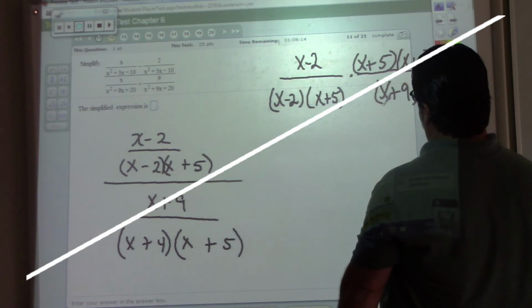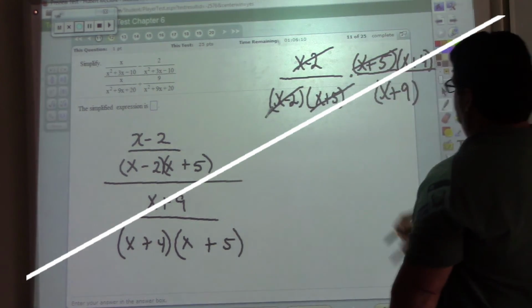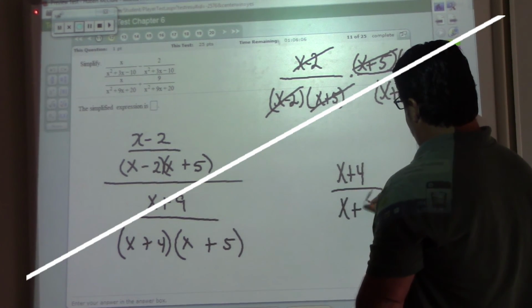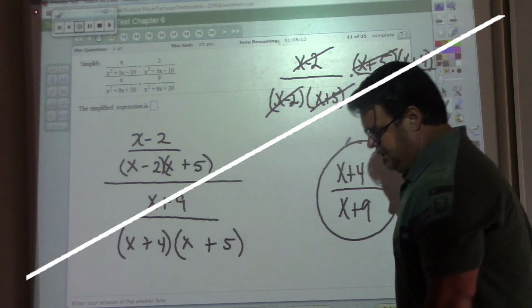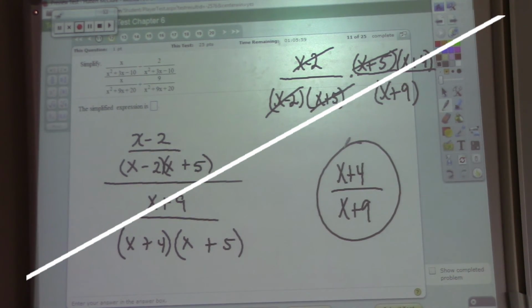And what happens to the x plus 5s? Cancel out. And the x minus 2s? Cancel. And you're left with x plus 4 over x plus 9. Do you know why I put this problem on the test? To show you that sometimes the bark is worse than what? Bite.